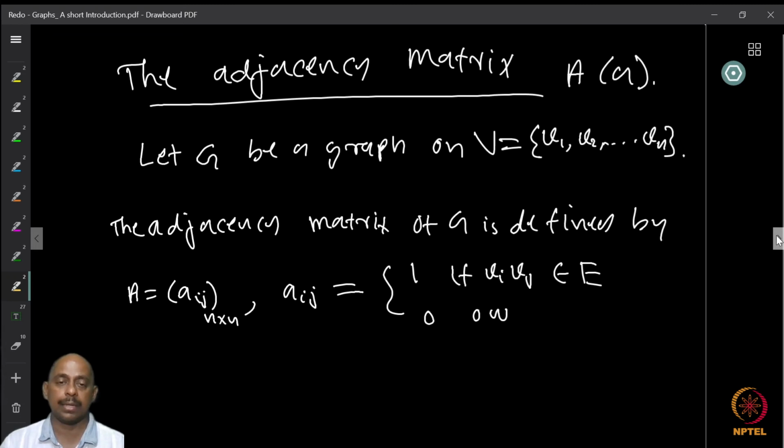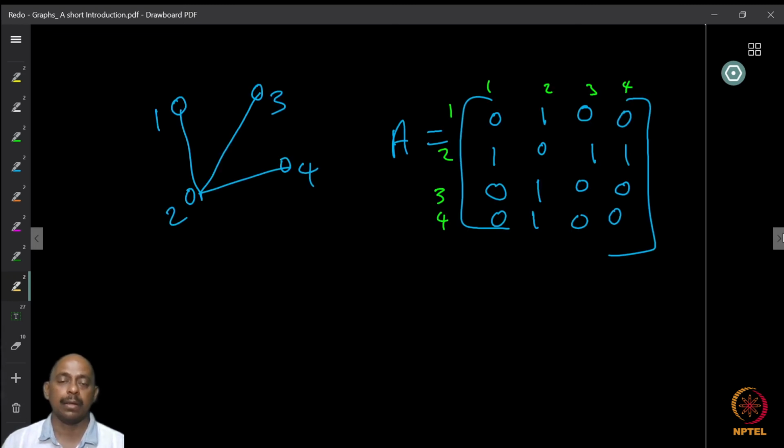So let us look at an example. You have this graph here, where 1, 2, 2, 3 and 2, 4 are the edges. Then I define the adjacency matrix like this. I write it like this. So I have this matrix with the following entries. 1, 2, 3, 4 are the corresponding vertices, the labels of the rows and columns.